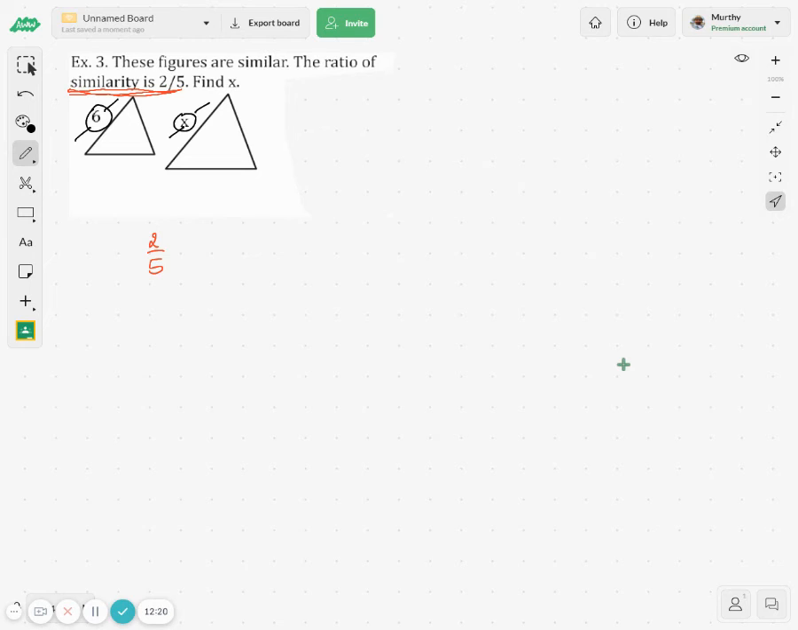Okay, so this one seems to be the small triangle, and the denominator part is the large triangle. Therefore, the small triangle is here, one of the sides is 6 and the other one, the large triangle side, is x. Now let's try to identify the value of this one. So here 6 over x equals 2 over 5.